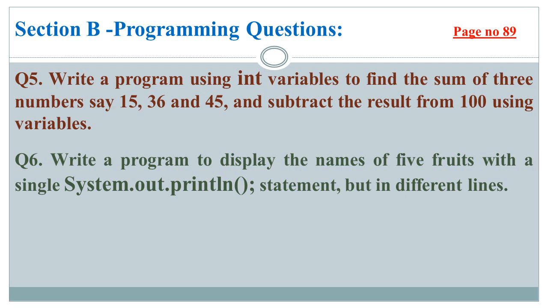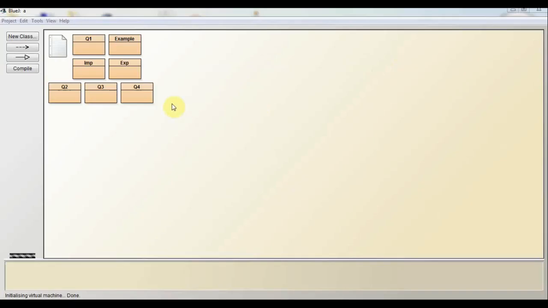The next question is question number 6. Write a program to display the names of 5 fruits with a single system.out.println statement, but in different lines. It means in this program you have to print any 5 fruits names and you have to use only a single system.out.println statement, not multiple or 5 times. So let's start now question number 6.